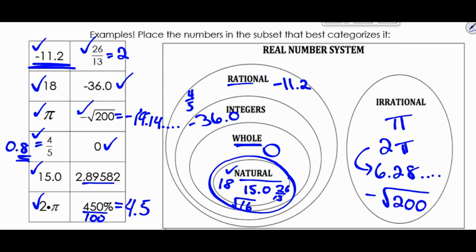The decimal 0.89582 goes on for a while, but it does stop. That's going to be rational. It's a decimal that stops. And negative 40.5, kind of the same thing. 450% is a decimal that stops.